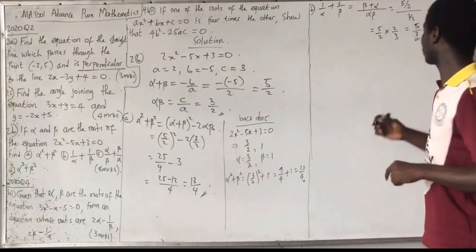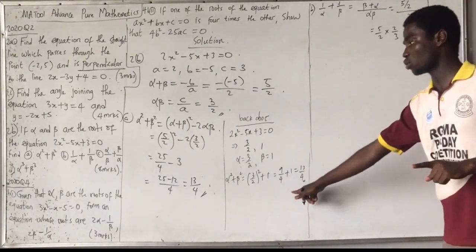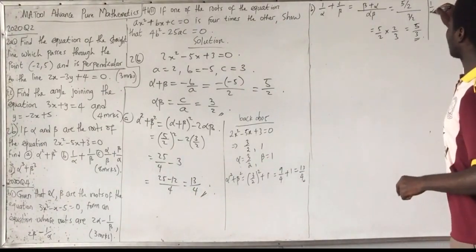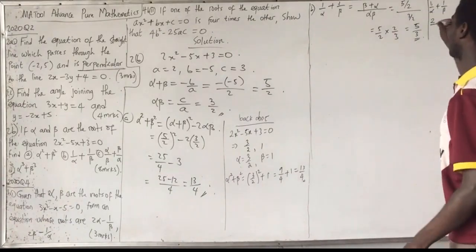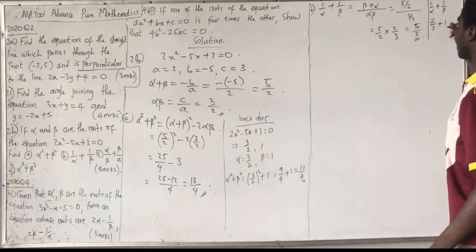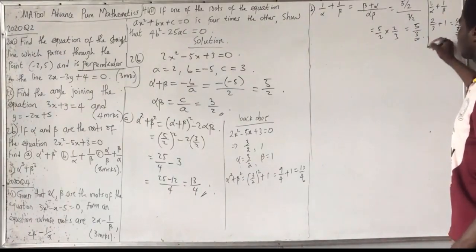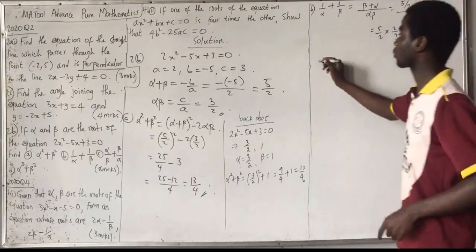At the same time too, you can still use your backdoor, that backdoor approach I told you about. Alpha is 3 over 2, so you will now do 1 over alpha plus 1 over beta. 1 over alpha, 1 over 3 over 2 will give me 2 over 3 actually. 1 over 1 is still 1. If you take the LCM, you will see that you get 5 over 3 as the answer. So you can continue to solve it this way. I'll stop now, but let me just focus on this.